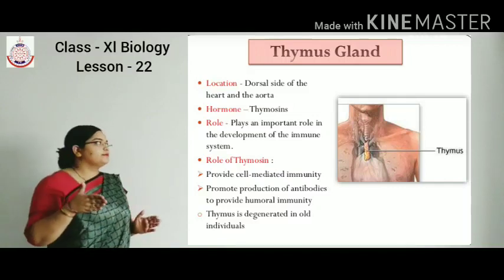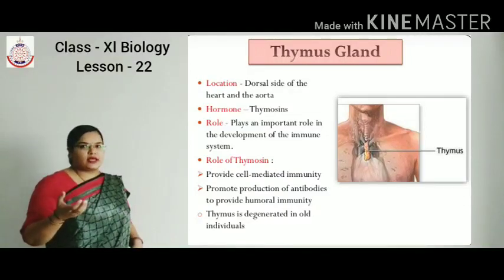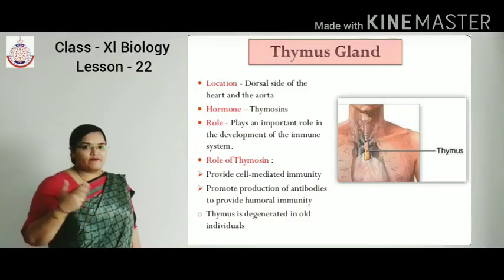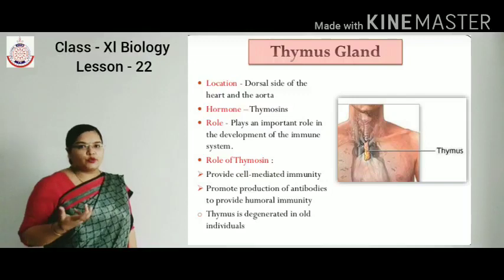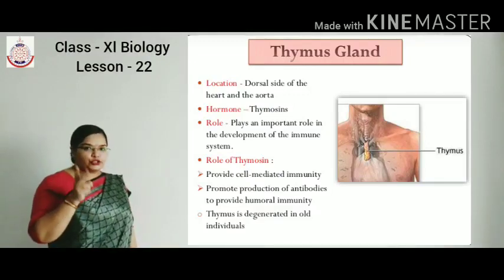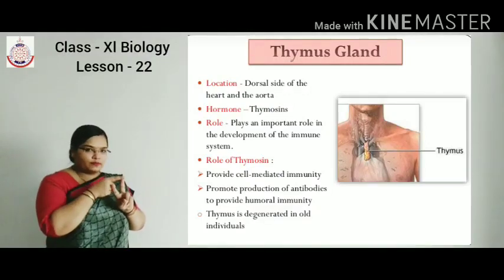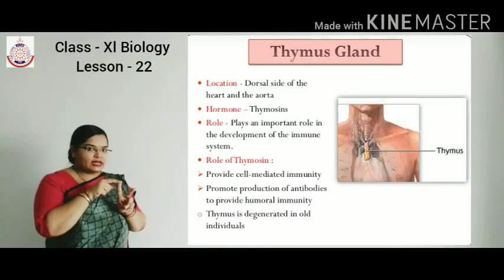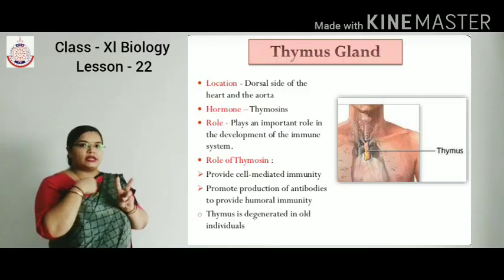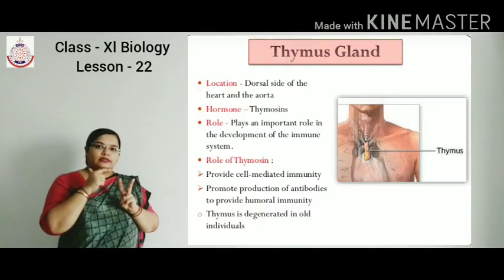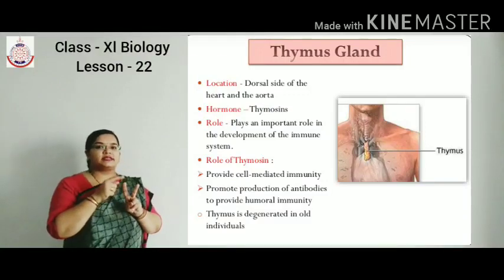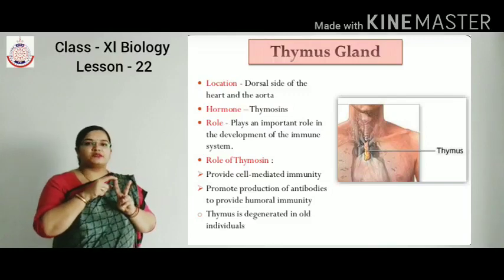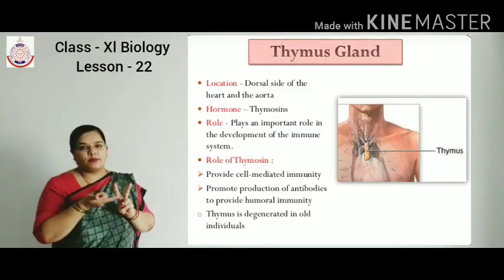When we did blood cells in chapter 18, types of blood cells, you did lymphocytes. Those lymphocytes are responsible for providing immunity. Then lymphocytes were of two types, T lymphocytes and B lymphocytes, on the basis of their site of maturity. T lymphocytes are those which mature in the thymus gland. So differentiation of T lymphocytes takes place in the thymus gland, and these T lymphocytes provide cell-mediated immunity.